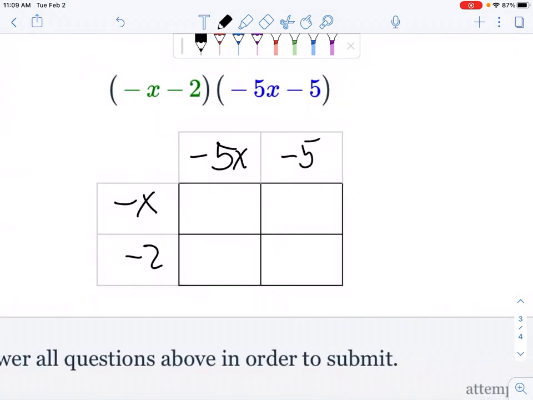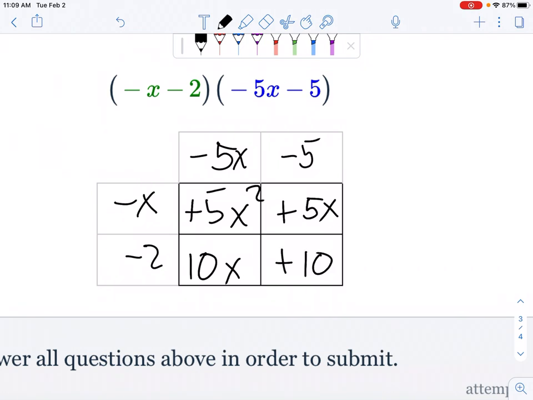So negative times negative is positive. 5 times 1 is 5. And x times x is x squared. So you would then click in these boxes to type your answers. Negative x times negative 5 is going to give us positive 5x. Negative 2 times negative 5 will give us positive 10x. And negative 2 times negative 5 will give us positive 10.